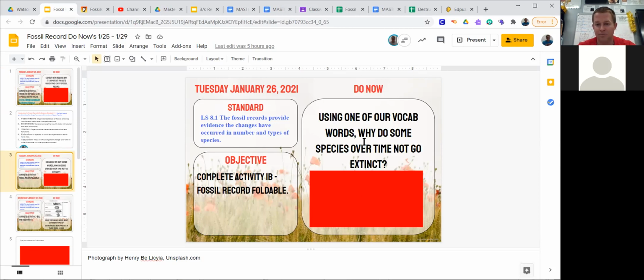Tomorrow, using one of our vocab words, why do some species over time not go extinct? Some species don't become extinct because they adapt, or they make adaptations to their life. When organisms adapt, they're able to change to the environment in order to survive. So if the environment was becoming very dry, camels that can store more water would live longer and they would be able to adapt. And the camels that did not, or organisms that could not hold their own water for long periods of time, would die off.